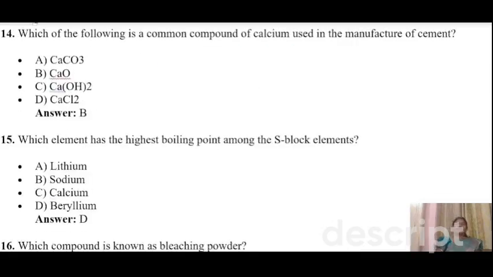Next question: which of the following is a common compound of calcium used in the manufacture of cement? There are many raw materials used for the manufacture of cement, and the compound of calcium used in it is calcium oxide. Calcium carbonate is not directly used. It is heated to convert it to calcium oxide, and only then is it used for the preparation of cement. Therefore, the answer is B.